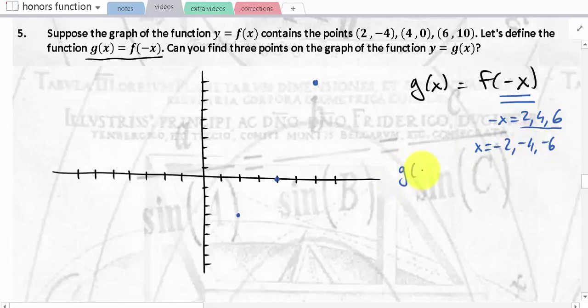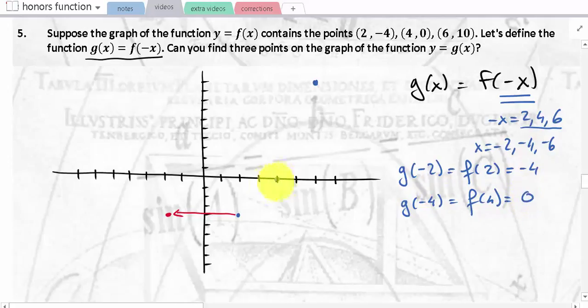Check it out. What is g of negative 2? Well, it's the same as f of the opposite of negative 2, f of 2, and that is negative 4. So we have the point (-2, -4), right here. So basically it's a mirror image. What is g of negative 4? It's the same as f of 4, and f of 4 is 0, and so we have the point (-4, 0) right here. And the other one would be right on the other side at 6, right here, on the other side.